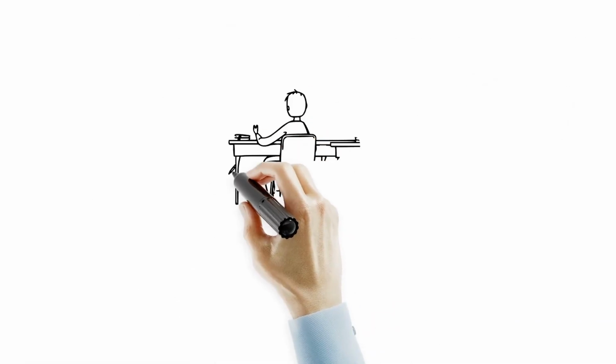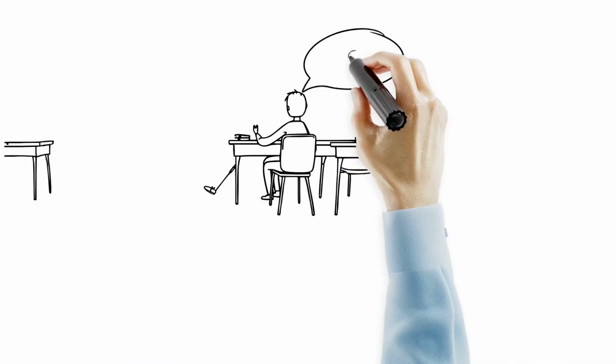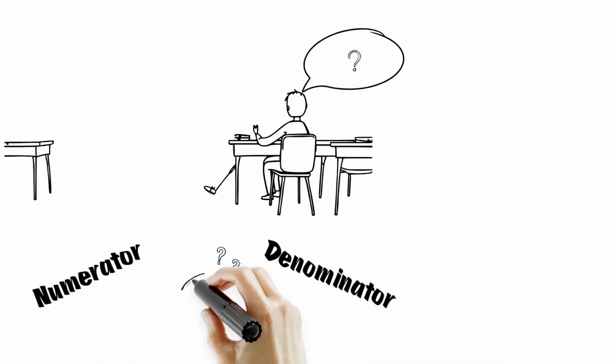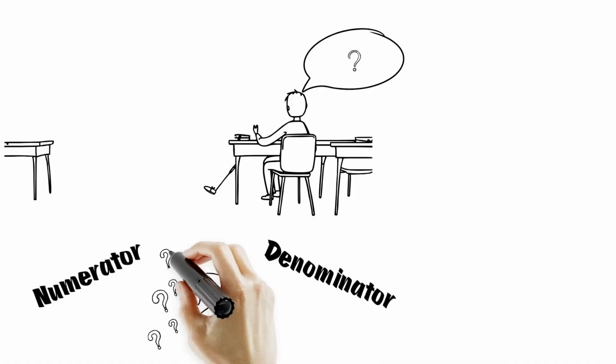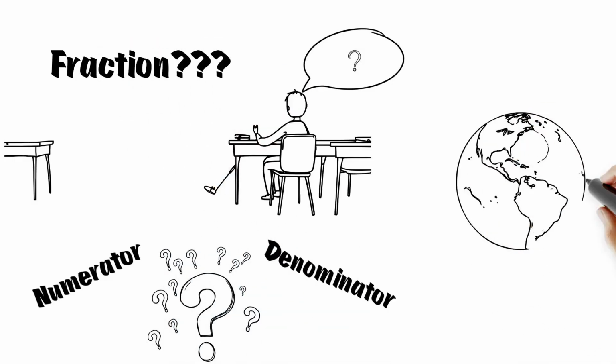Now I know what you're thinking. You're sitting there and you're a bit confused, which is totally fine. I mean, what really is a numerator and what's a denominator? And how does it all come together to make this thing called a fraction? How does it even relate to the real world? I'm going to show you some examples.